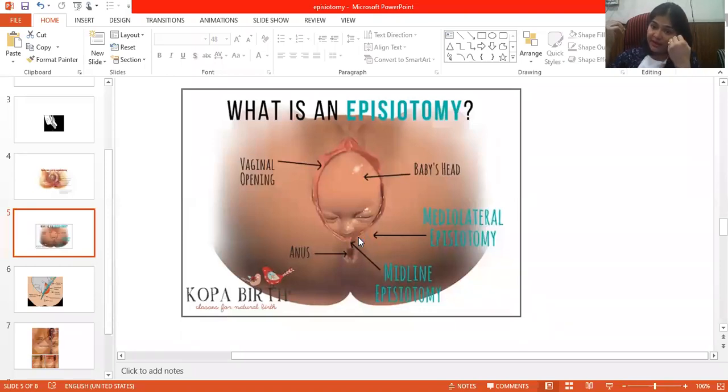Or if somebody has not been given an episiotomy, and it has not been stitched properly, these problems can also occur, right? So it is always better to give episiotomy to all patients in whom you feel that the fetal head is not going to come out easily. Now, how do you give it? There are three types of episiotomies.